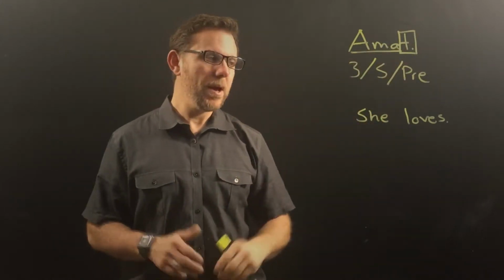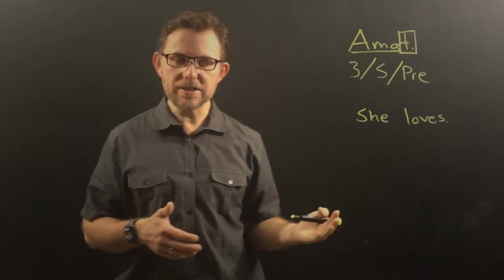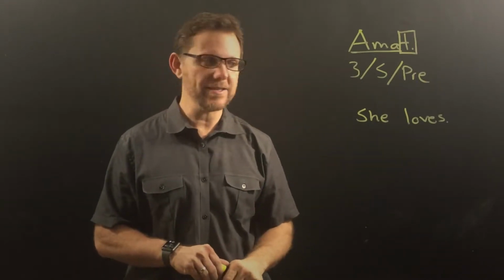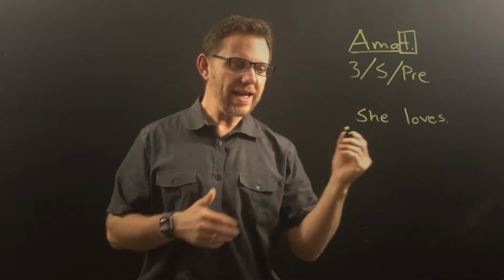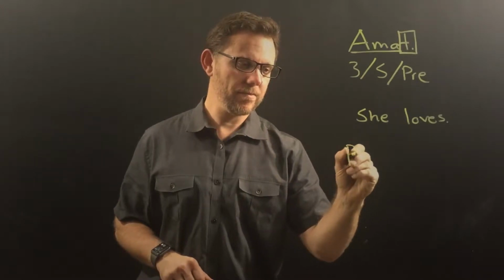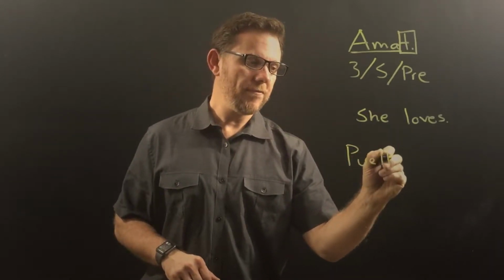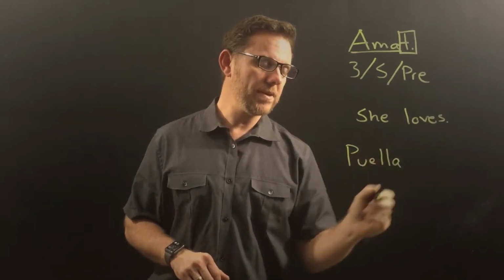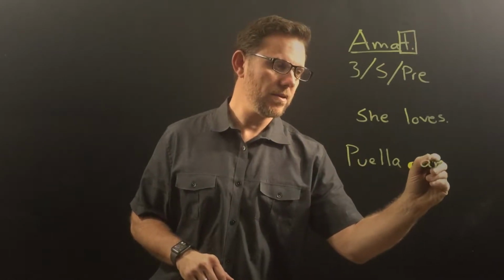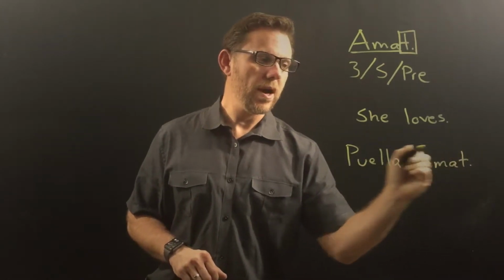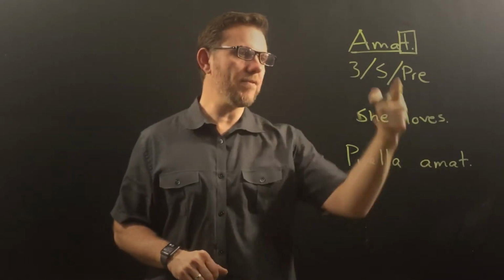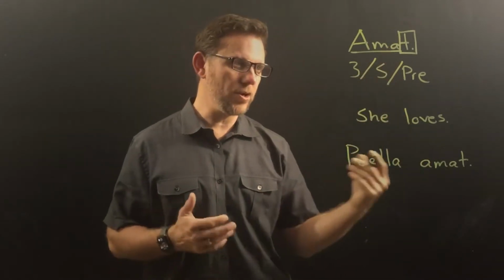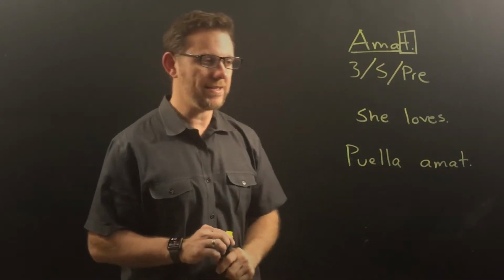But we do want to add some other elements because very few sentences are going to be this simple. So let's add a subject. If we have a subject, it's going to be in the nominative case, that is. Puella amat. We have the same verb form, so we don't need to reparse it. It's third person singular, present tense.